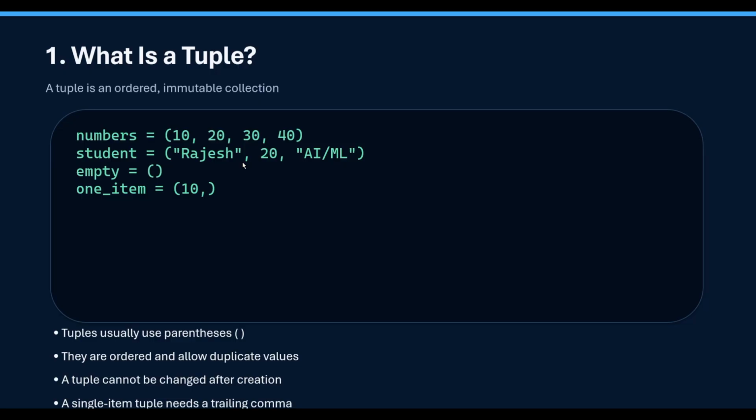Tuples are nothing but immutable data types in Python, enclosed between, not curly brackets, sorry, enclosed between these round brackets. They can hold multiple data types or mixed data types also. This is how we define an empty tuple, and the values are comma separated.